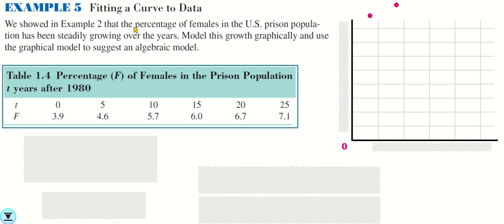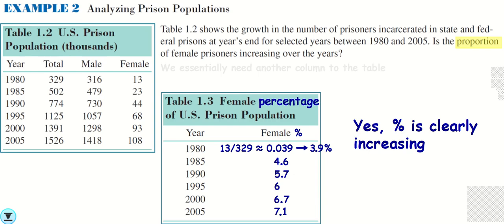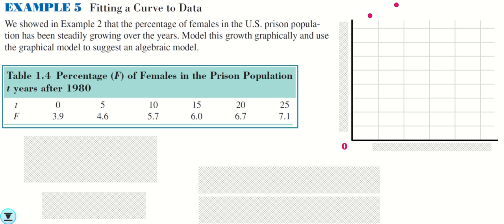We showed an example 2, which probably refers back to the textbook notes examples, that the percentage of females in the U.S. prison population has been, this is the notes. What am I saying? So referring back to example 2, literally in this same video, has been steadily growing over the years. Model this growth graphically and use the graphical model to suggest an algebraic model, or an equation.